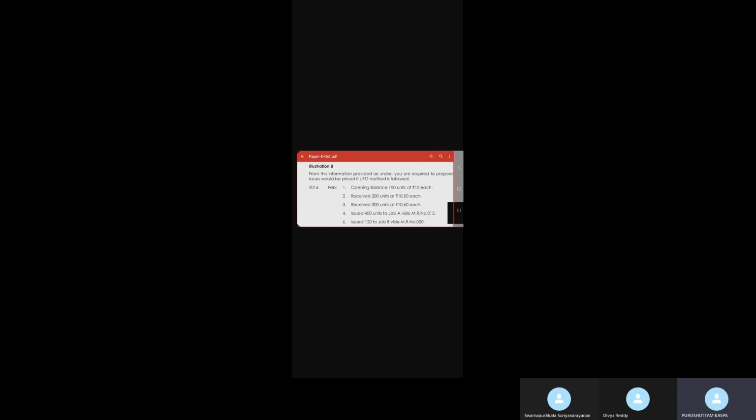So from the information provided, you are required to prepare a statement showing how the issues would be priced if the LIFO method is followed. Opening balance of 100 units at 10 each. Received 200 units at 10.5. So there are various receipts at different prices.